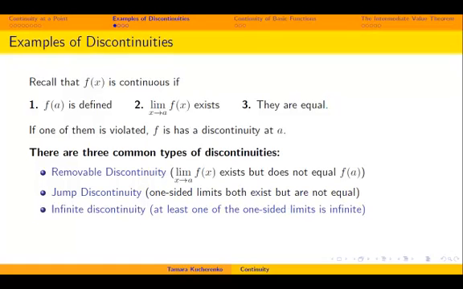If one or both of the one-sided limits is infinite, we say that the function has an infinite discontinuity. On the graph in this case, we see a vertical asymptote at x equals a.